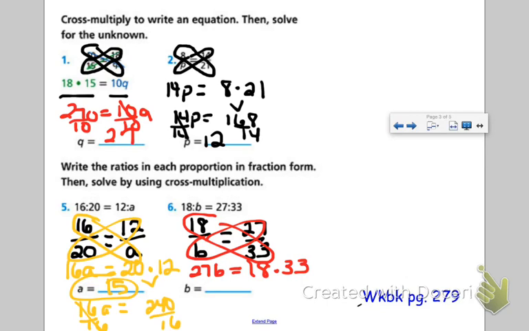Now I can do the 18 times 33. I can take care of that. That's 594. So now I have 27 times B equals 594. And if I want to solve for B, I have to divide by 27, and that's going to give me 22.